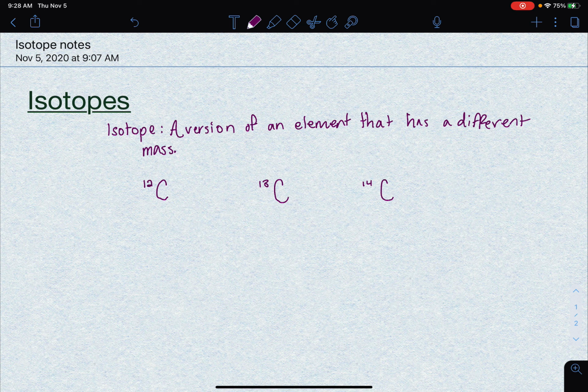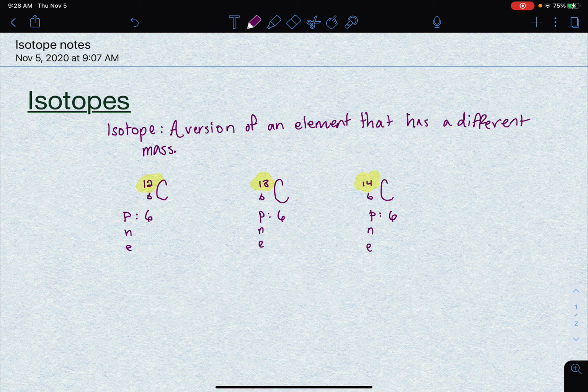So pause the video, look up carbon on the periodic table. Carbon has a total of 6 for its atomic number, so it has 6 protons. So when you are counting the particles for these atoms, the number of protons will be 6 for all of them because all 3 of these are carbon and have an atomic number of 6. However, the mass numbers are all going to be different.